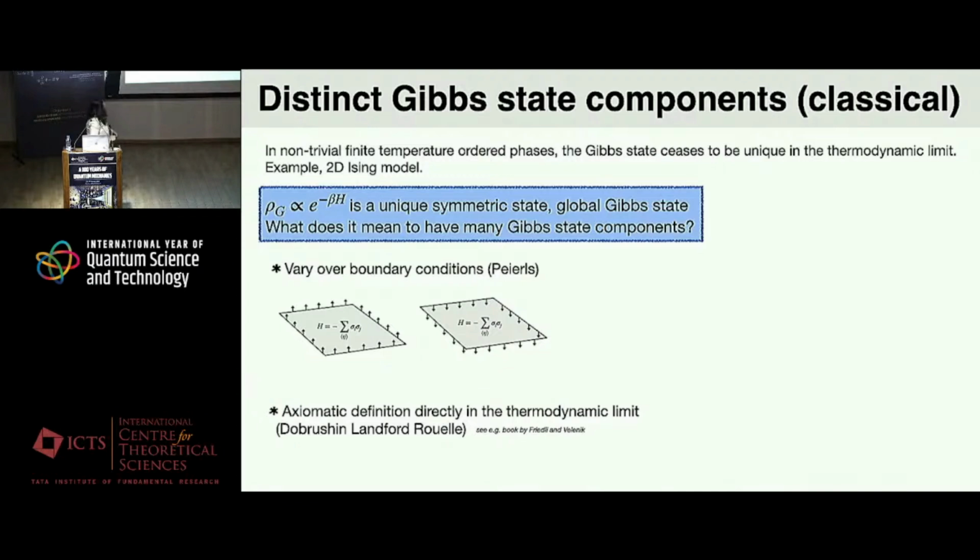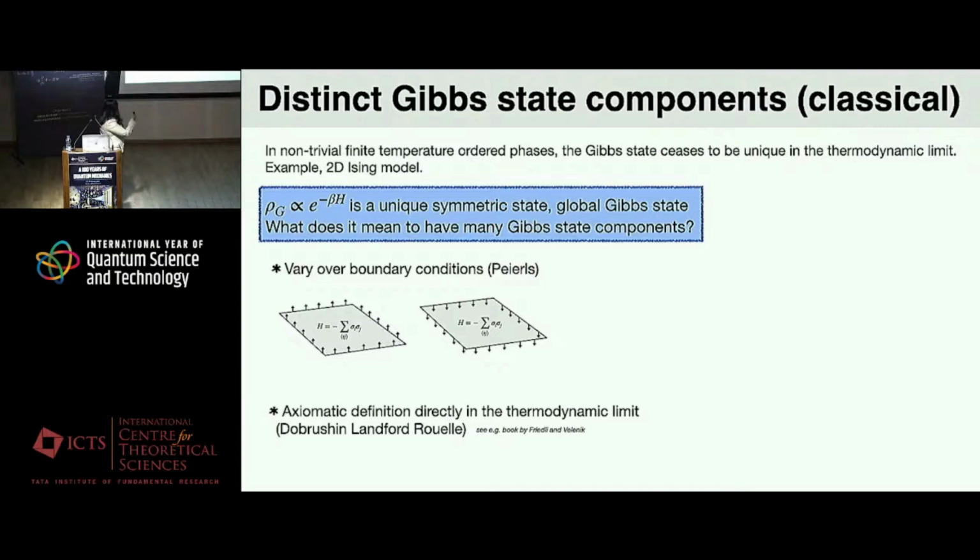Okay, so defining distinct Gibbs states components. If you don't think too hard, and I ask you, how do you want to define a non-trivial finite temperature phase of matter? You'll probably tell me a non-trivial finite temperature phase is one in which the Gibbs state ceases to be unique, or one where you have multiple different equilibrium states at some finite temperature. Like in a 2D magnet, you have the all-up state and the all-down state, both of which are equilibrium states.